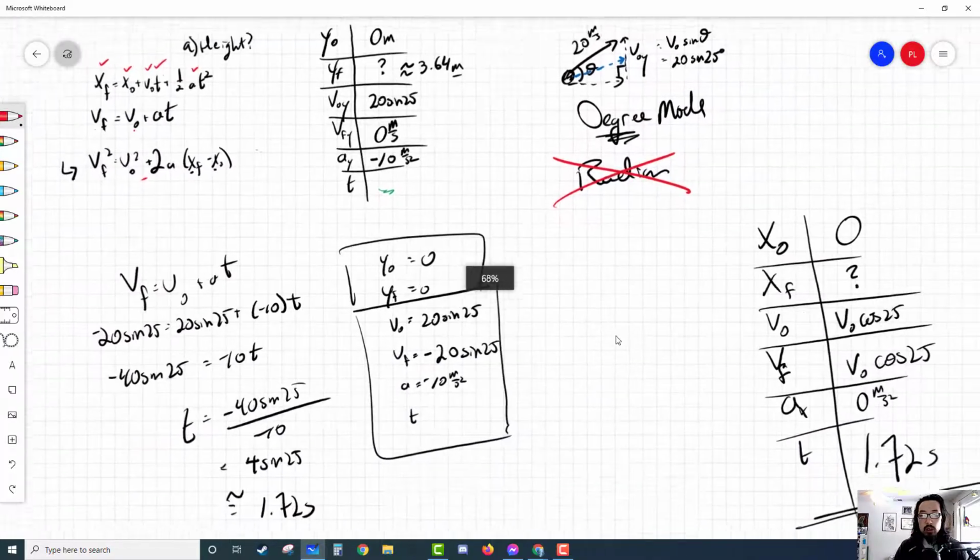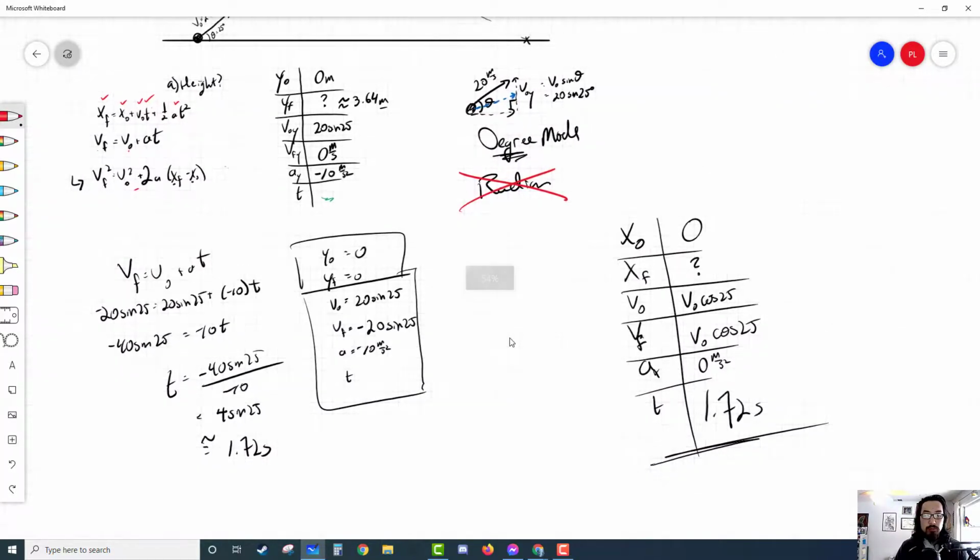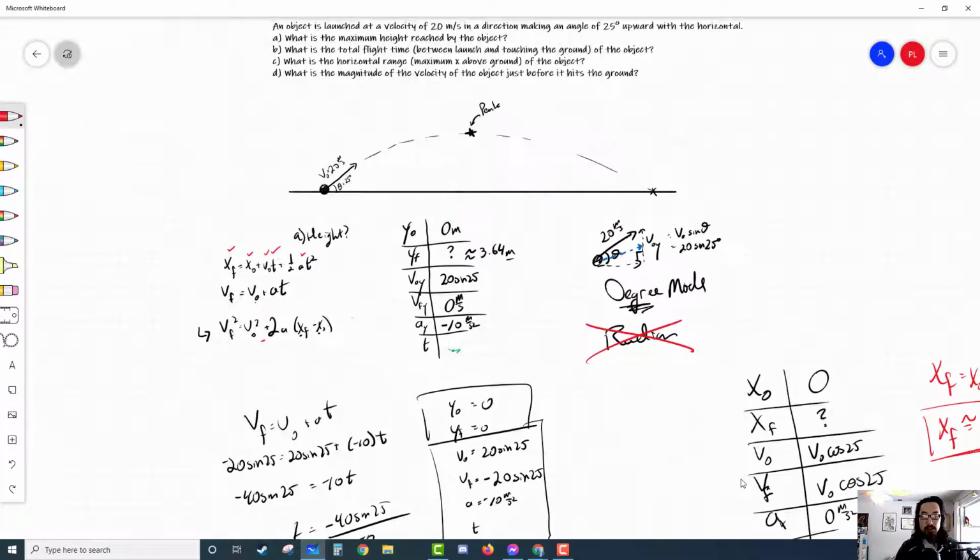If we use the first equation, which is xf is equal to xo plus v initial t plus 1/2 at squared, you've got to plug it in, and you should find the xf right around 31.26 meters. And once again, this was using negative 9.8, so yours might be a little bit higher if you use 10, just like me. All right, so we're almost there.